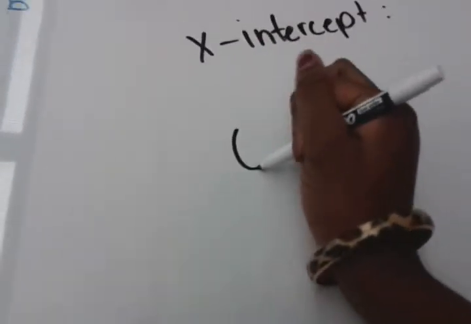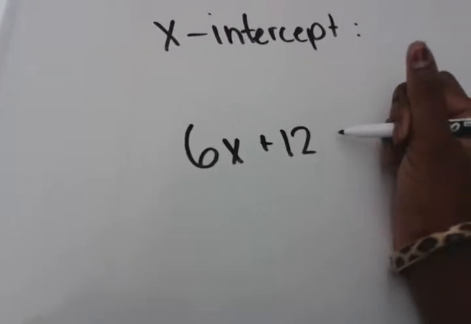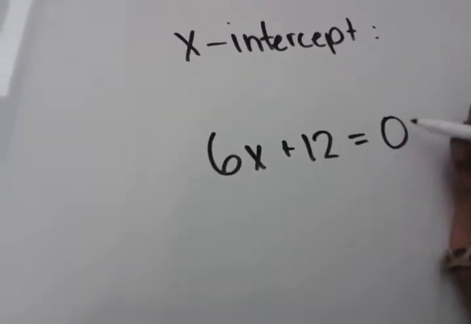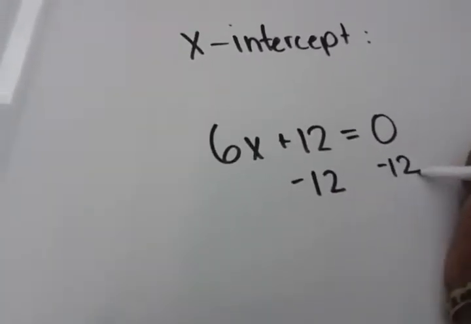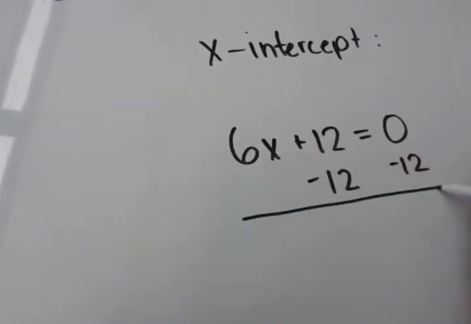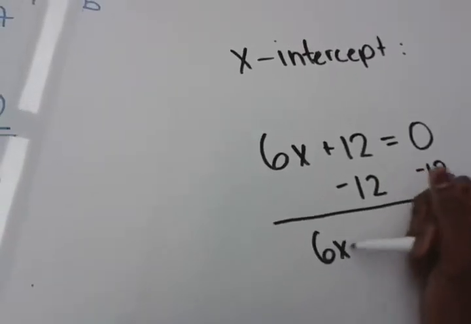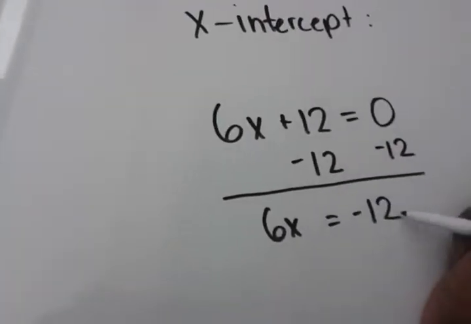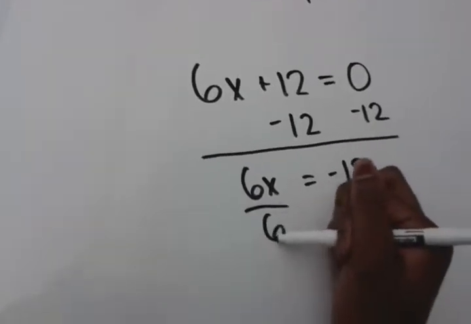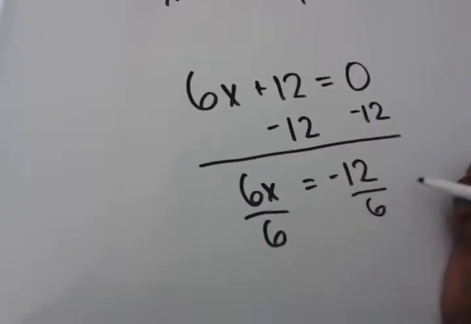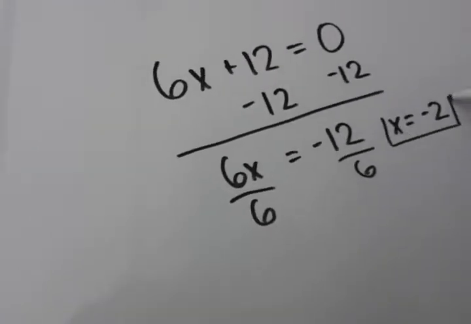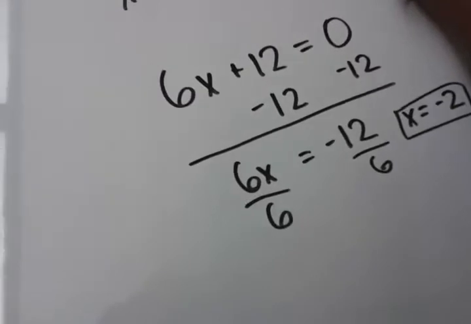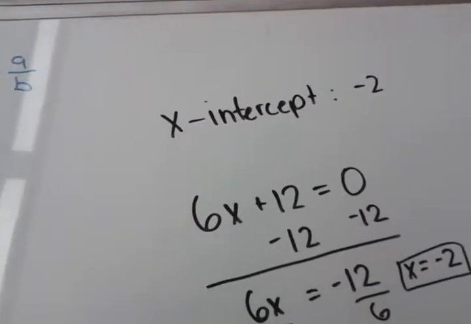So our equation would be 0 equals 6x plus 12. First you'd subtract out, and then you'd solve. By subtracting out the 12, you'd get 6x equals negative 12. Then you would divide both sides by 6 and get x equals negative 2. And so our x-intercept would be x equals negative 2.